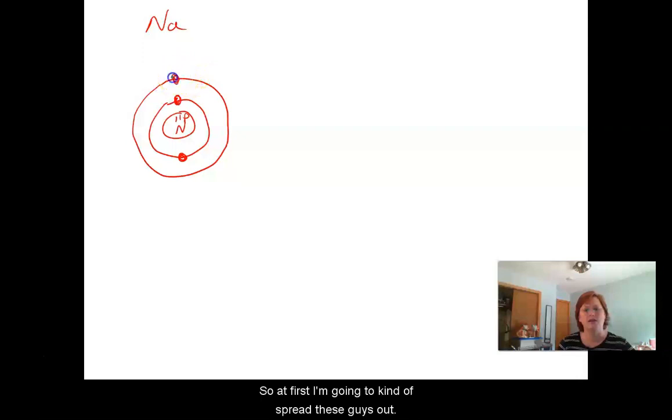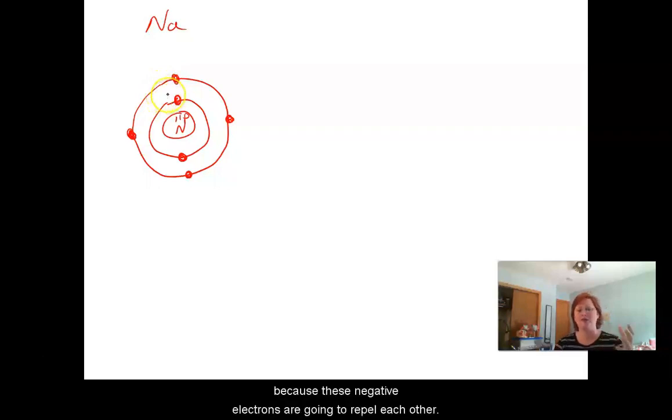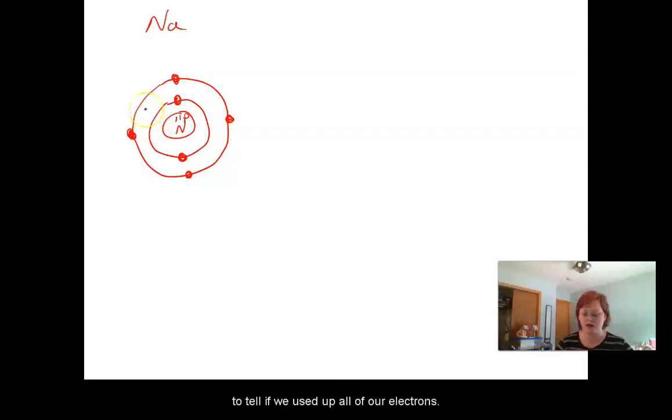So at first I'm going to kind of try to spread these guys out, but once I get 4 on there, I want to actually pair them up. Now we know that they're not going to pair up in real life because these negative electrons are going to repel each other, but for convention's sake, we're going to draw them paired up, because it's going to make it really easy for us to tell if we've used up all of our electrons. So let me show you how that works.